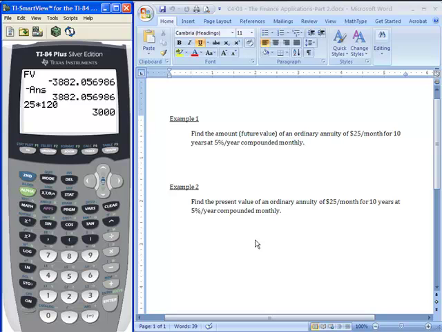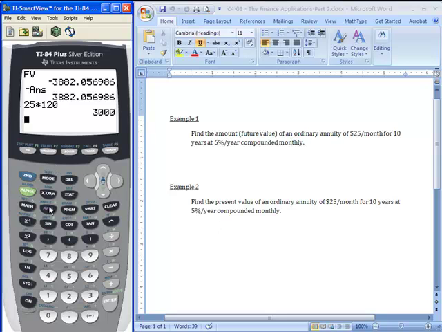All right, example 2 wants us to find the present value of an ordinary annuity of $25 per month for 10 years at 5% per year compounded monthly. So instead of finding out how much all of these $25 deposits are worth at the end of the 10 years, in example 2, we want to find out what's an equivalent amount of money to have right now at the very moment that we would start this account.